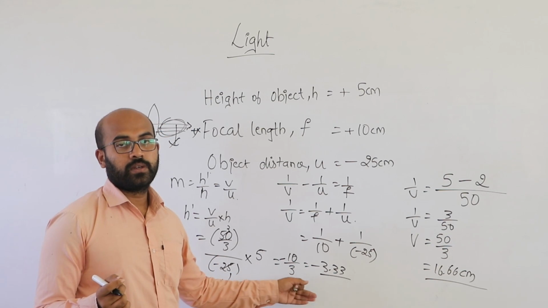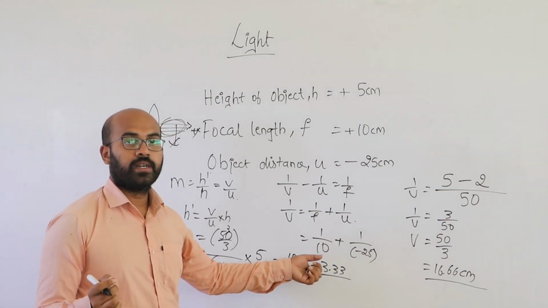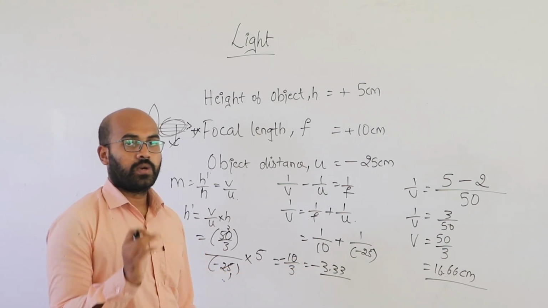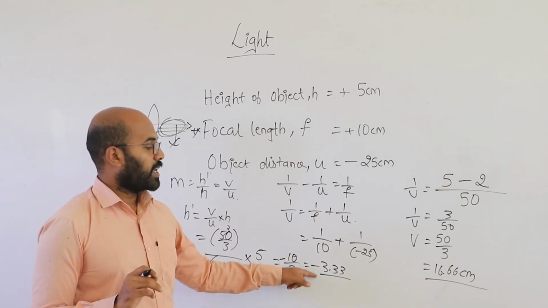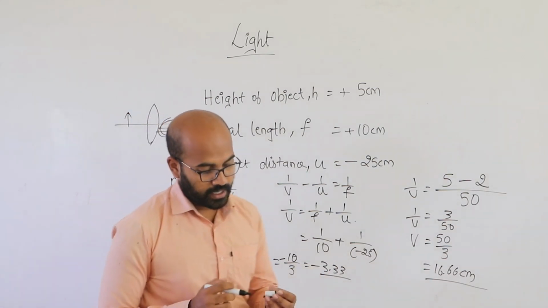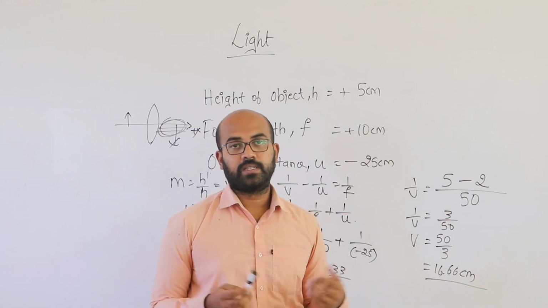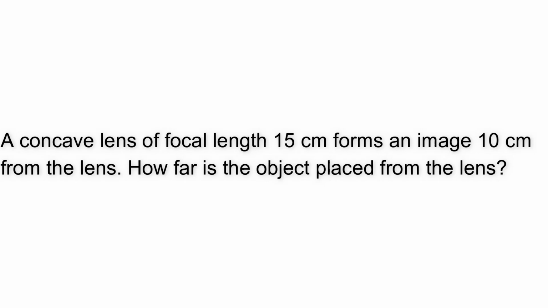So in lens also you can do the cross verification by getting to know whether it's positive or negative and it's correct or wrong. So magnification is minus 3.33, and magnification is a unitless thing because it does not have any unit, it does not have any dimensions. Next, a concave lens of focal length 15 cm forms an image 10 cm from the lens. How far is the object placed from the lens?